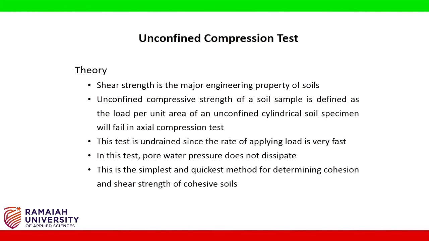Unconfined compressive strength of a soil sample is defined as the load per unit area of an unconfined cylindrical soil specimen that will fail in axial compression test. This test is undrained since the rate of applying load is very fast. In this test, pore water pressure does not dissipate. This is the simplest and quickest method for determining cohesion and shear strength of cohesive soils.